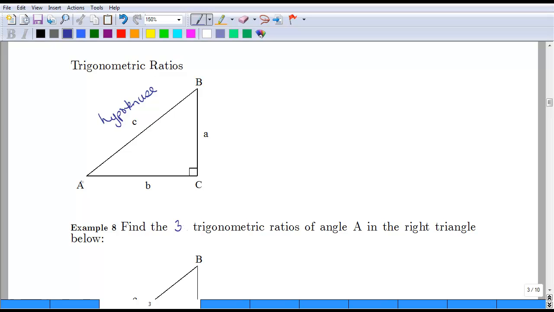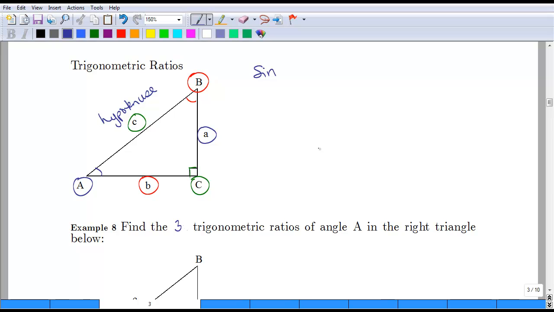Again, something to remember: angle A is opposite side A, angle B is opposite side B, and our right angle, angle C, is opposite our hypotenuse C. Now, the trig ratios, by definition, are given as follows. There are three main trig ratios, and these are sine.